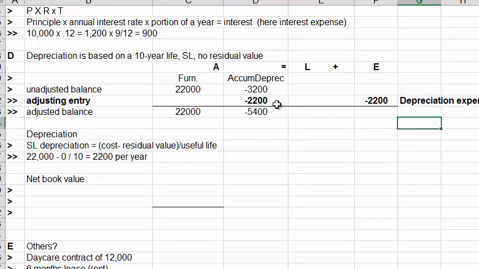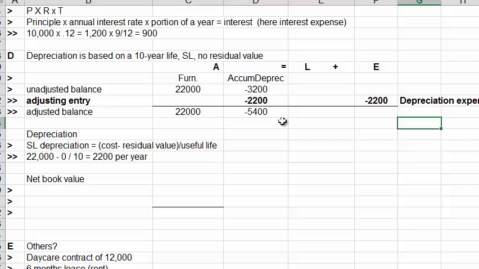After we record our year 3 adjusting entry for depreciation, the accumulated depreciation account will have grown to $5,400. A negative plus a negative is a larger negative here. So this amount represents the utility of a portion of the acquisition cost of the furniture.